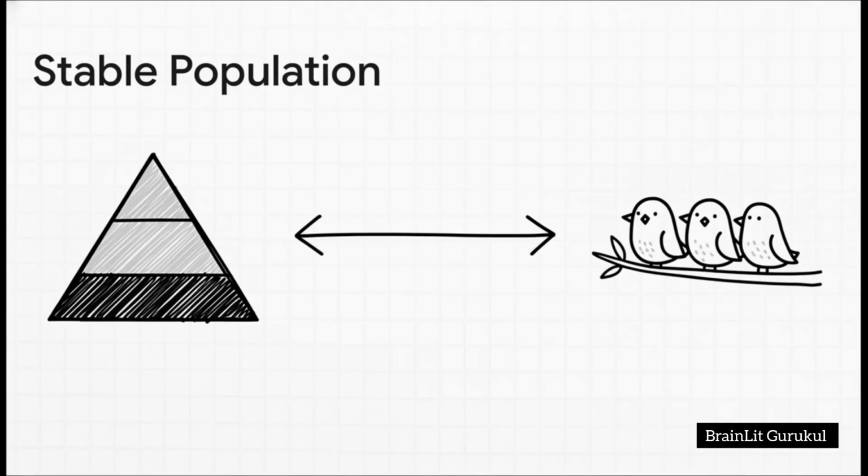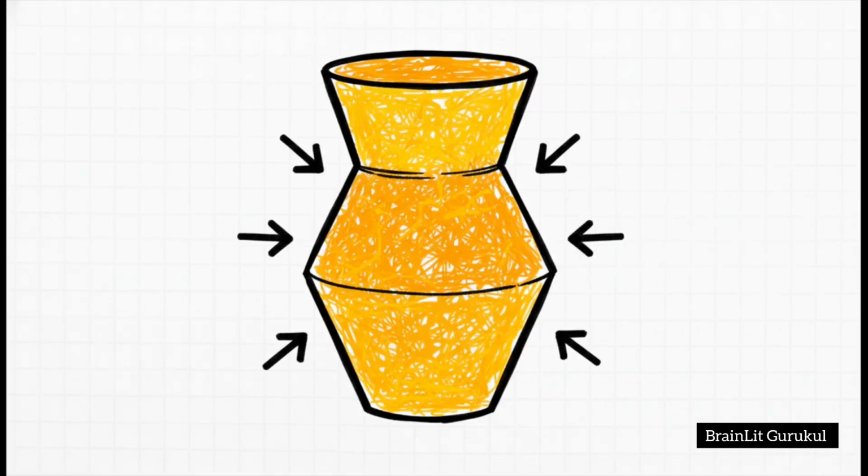So the big takeaway here is that the birth rate is basically canceling out the death rate. This leads to a population size that stays pretty stable over time. A great example of this is a lot of bird populations, where their numbers just kind of hold steady from one generation to the next. And that brings us to our third and final shape.